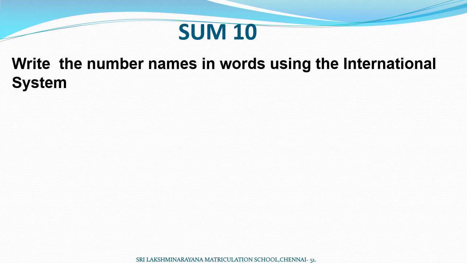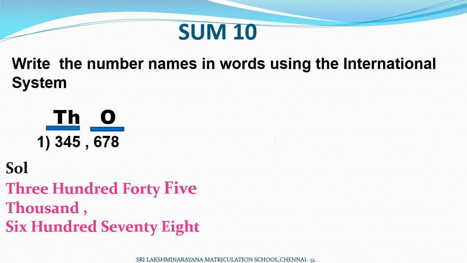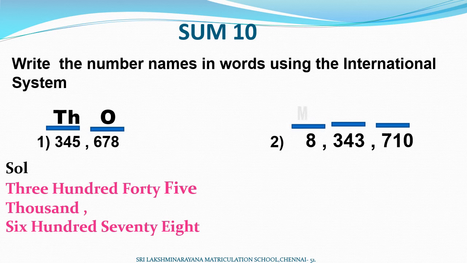Next sum 10. Write the number names in words using the international system. Now we are going to write in the international system. First, divide the digits into their periods. The last 3 digits are in the ones period and the next 3 digits in the thousand period. We have to start from our right corner. So this can be written as 345,678.